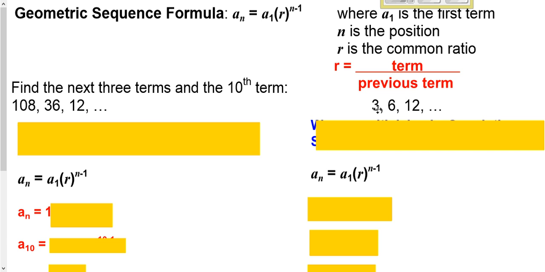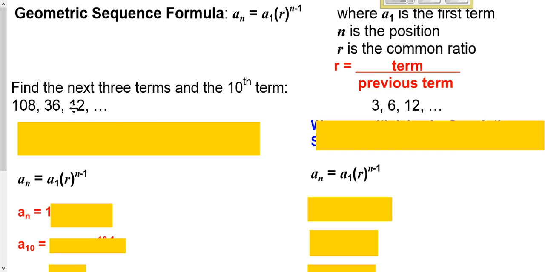So to find your R, you can always take one term divided by the previous term. So over here, we could take 36 divided by 108. Simplify that down. If that ends up being the same thing as 12 divided by 36, that means this is geometric.